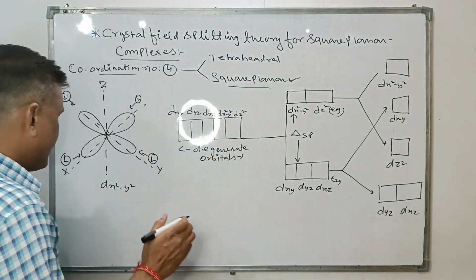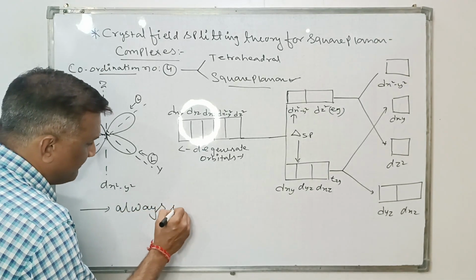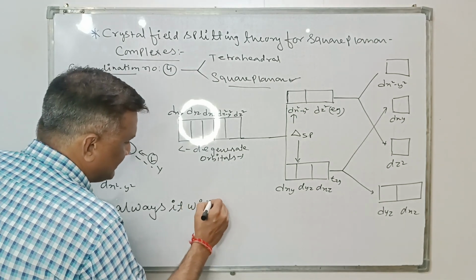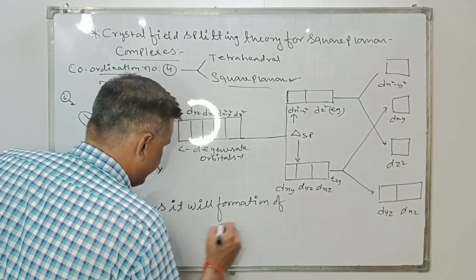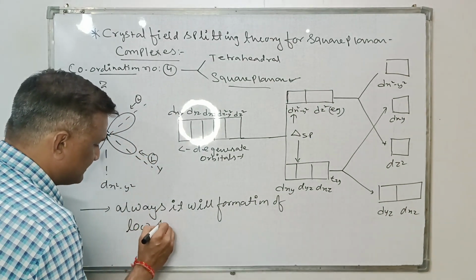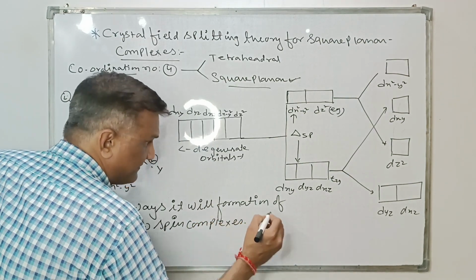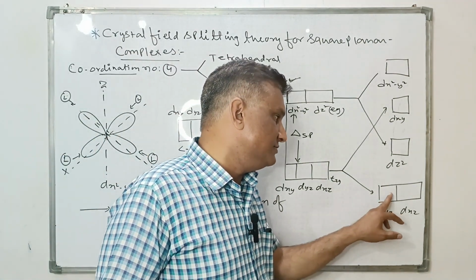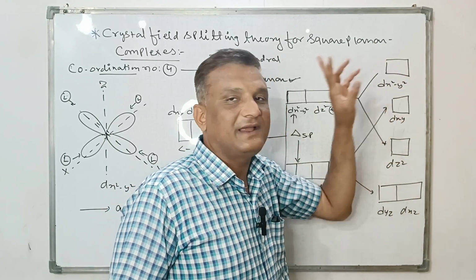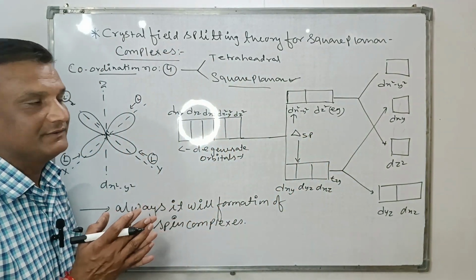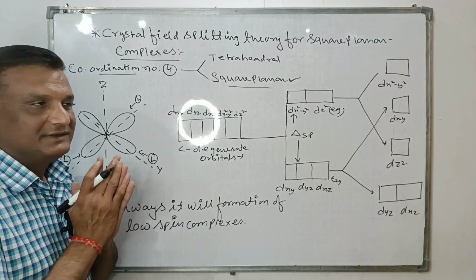And remember one thing: it always forms low spin complexes. How? The filling of electrons will be 1, 2, 3, 4, 5, 6, 7, 8, 9 and 10. This is the filling of the electrons. So read the matter properly and share it.